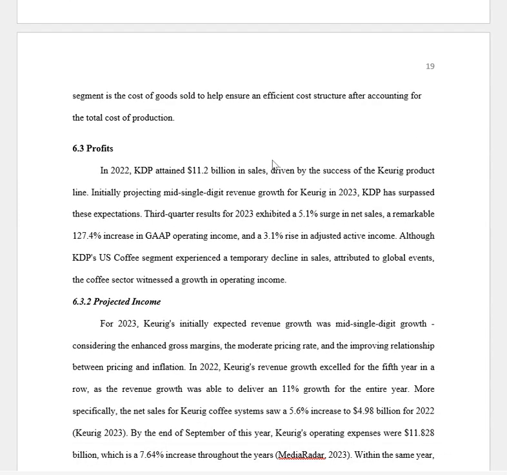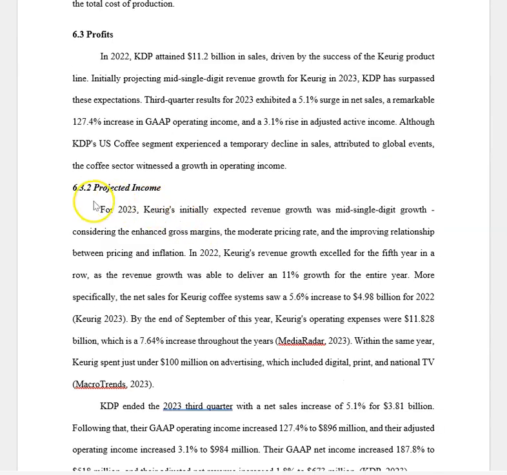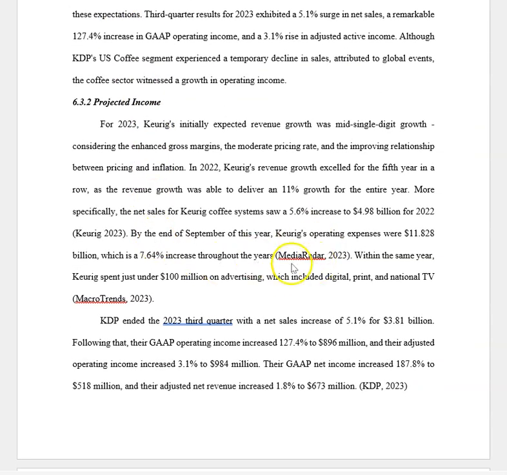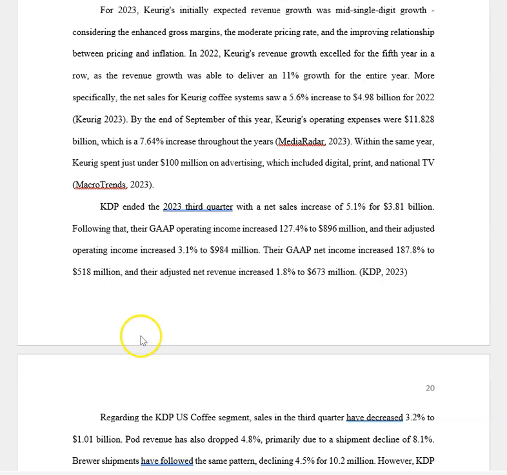Looks like they could have given me more specific data, but they've given some general information about it. Projected income is a level 3 heading related to this level 2 heading. Projected income is related to profits. They've cited their sources. This looks like that probably should have been hyphenated.